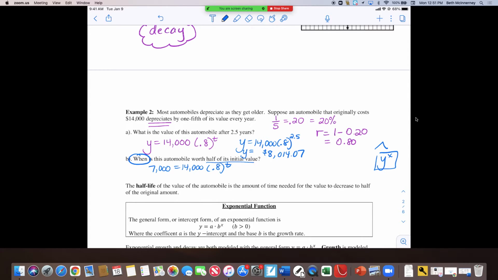Now we need to review PEMDAS. I cannot multiply before the exponent. So I cannot do 14,000 times 0.8 to the t. That does not follow order of operations. So what I can do, though, as I am trying to solve for t, is divide by 14,000 and get 0.5 equals 0.8 to the t power.